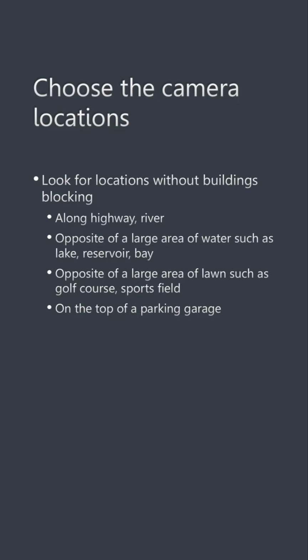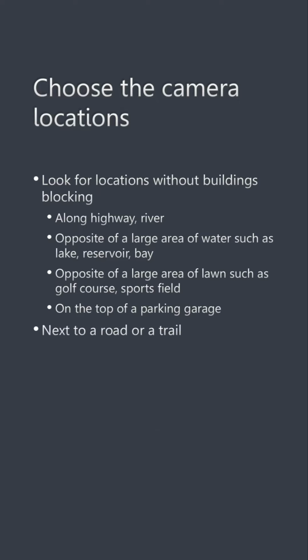So for example, you can choose one along the highway or along the river, because there can't be any high buildings along the highway and river. That's one choice. You can also choose a location that is opposite to a large body of water, such as a lake, reservoir, or bay, because there can't be any building on the water. Or it could be a lawn or golf course or sports field, where there are no buildings at all. Another choice is you can do it on top of a parking structure. Those are just some suggestions when you look at the locations on the map.